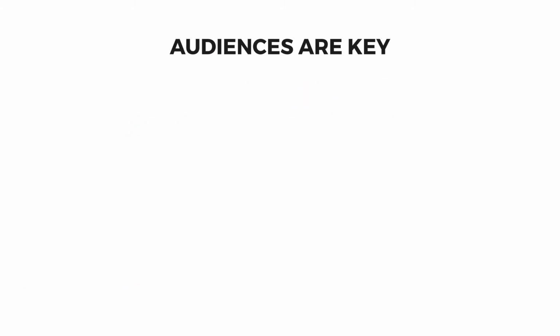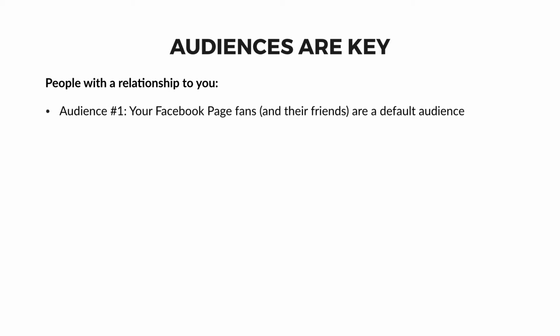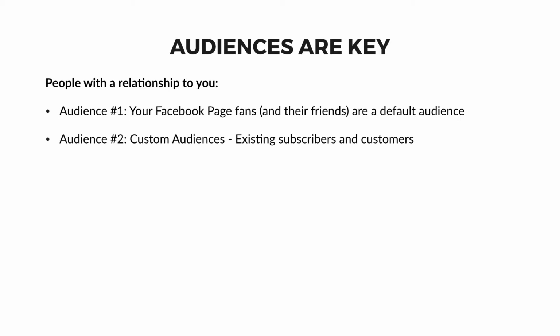Facebook allows you to run ads for 5 different types of audiences, and each one is important for different reasons. The first 3 audiences are people who have an existing relationship with you on or off Facebook. First is your Facebook fans and their friends. If you've been building up a community, this is a great group to start with. You don't have to do anything else to prepare that audience for marketing. Second, Facebook lets you advertise directly to your database of customers or subscribers that you've gathered off Facebook.